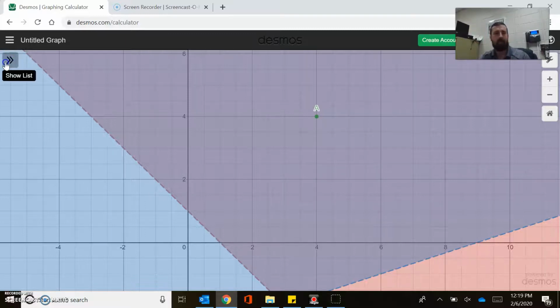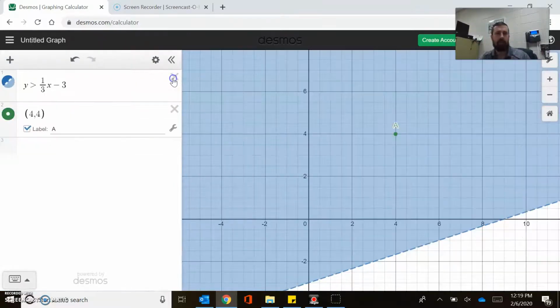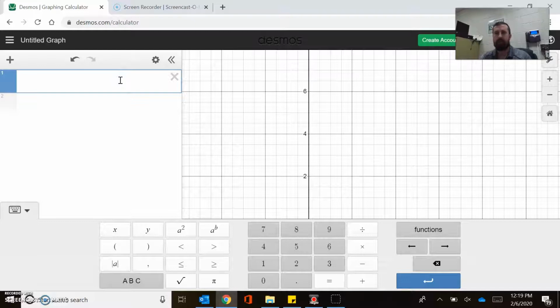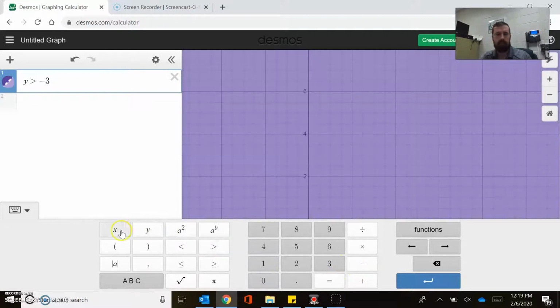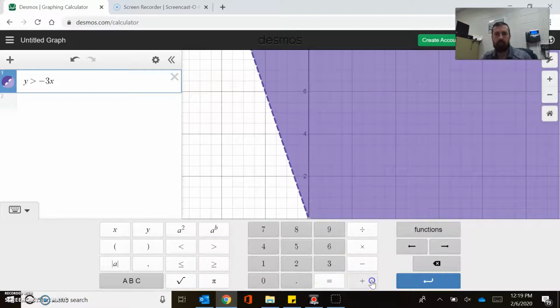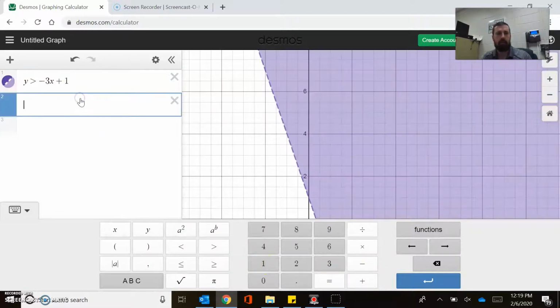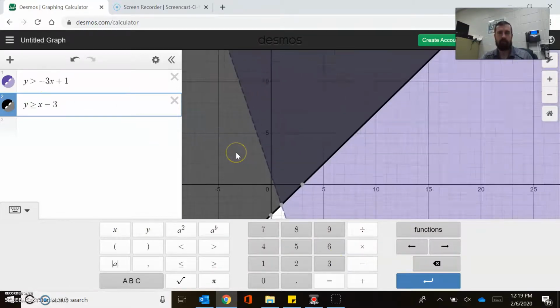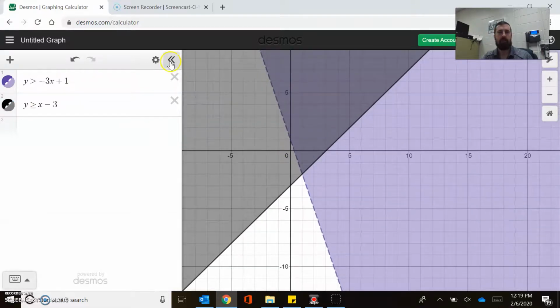So let's look at number 26. I'm going to exit out, and let's go ahead and put in 26. You should have your study guide, but I'm going to plug it in. So y is greater than negative 3x plus 1. And we go to the bottom, and it says y is greater than or equal to x minus 3. So notice here, again, we zoom out a little bit. Those are the lines right there, our linear graphs.